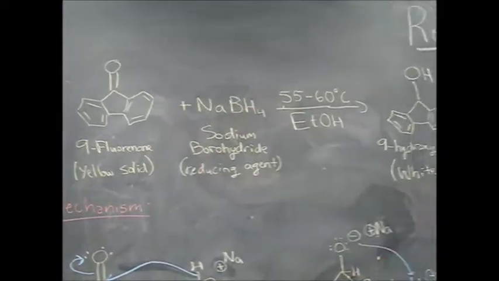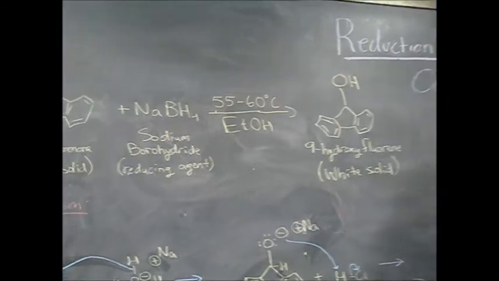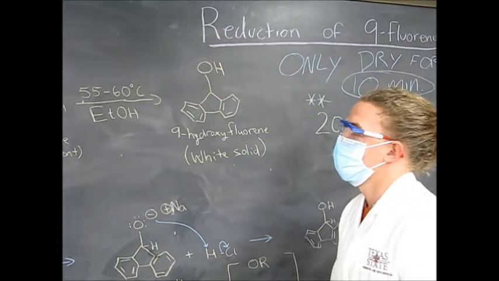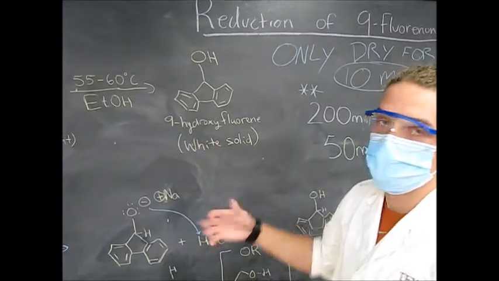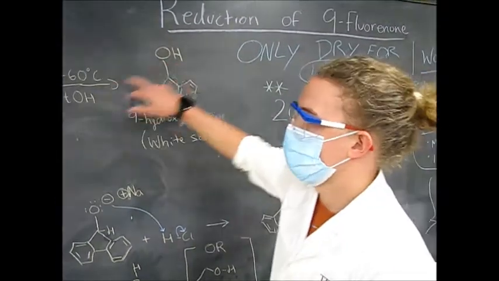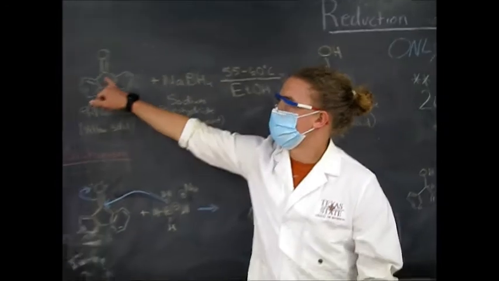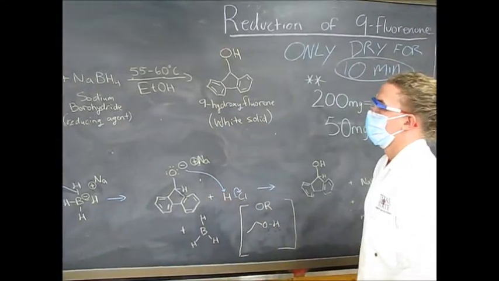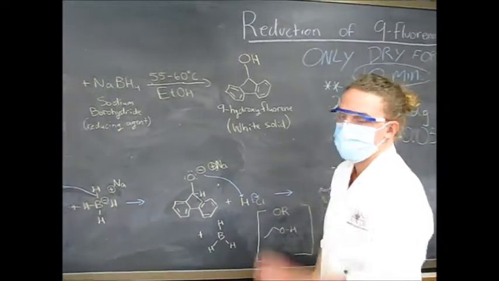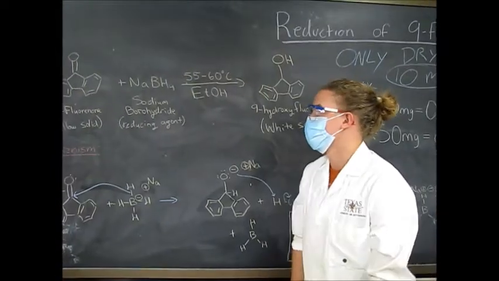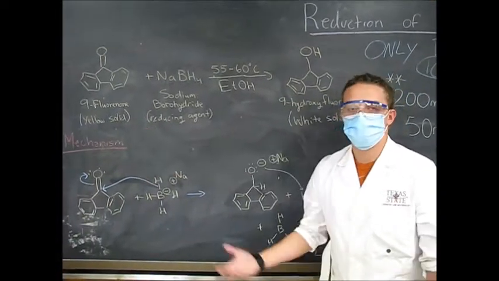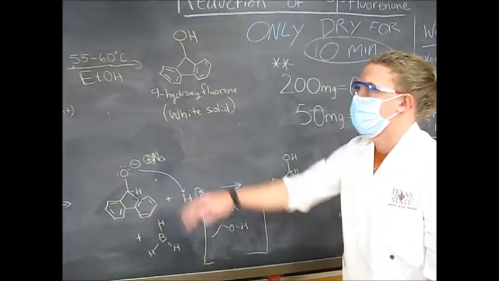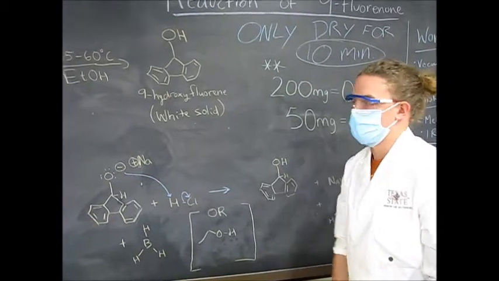We'll add sodium borohydride, which is our reducing agent, and then we'll get out this corresponding secondary alcohol. So effectively what this reaction is, it's an addition of two hydrogens across this double bond. We'll add a hydrogen here and a hydrogen to the oxygen to make our alcohol. This reaction is really easy to monitor the progress of because our starting material is this bright yellow solid, and then we'll see a color change as the reaction proceeds, and we'll get a white solid as our product.